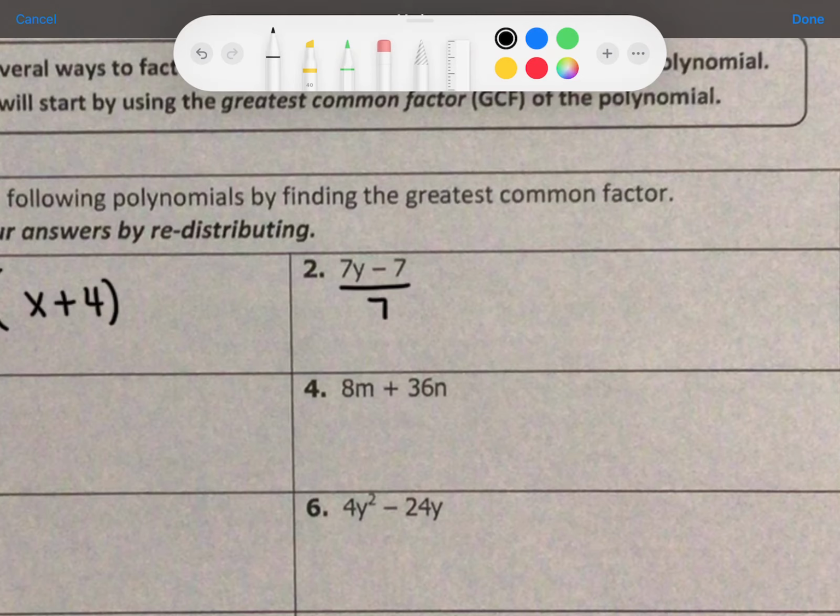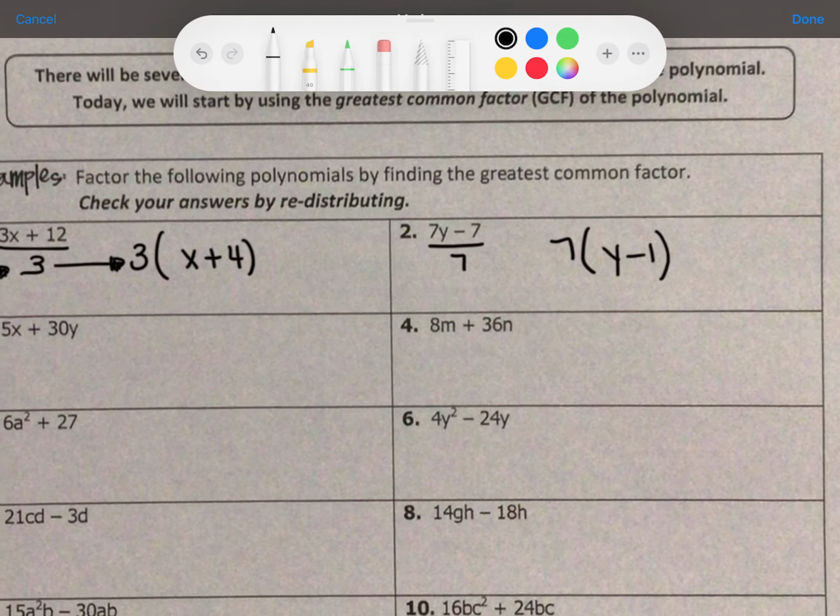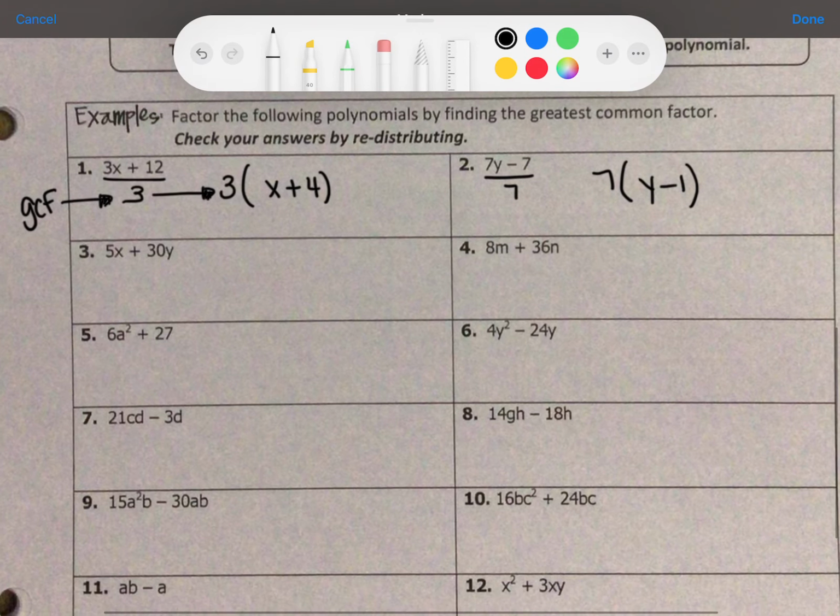So I'm going to divide 7y divided by 7 is 1y. Again, you don't need the 1 in the front, but if you put it there, that's fine. And then we're going to say negative 7 divided by 7. Negative 7 divided by 7 is negative 1. And that's my answer. Again, you can distribute to check your work. And that's all we did today.